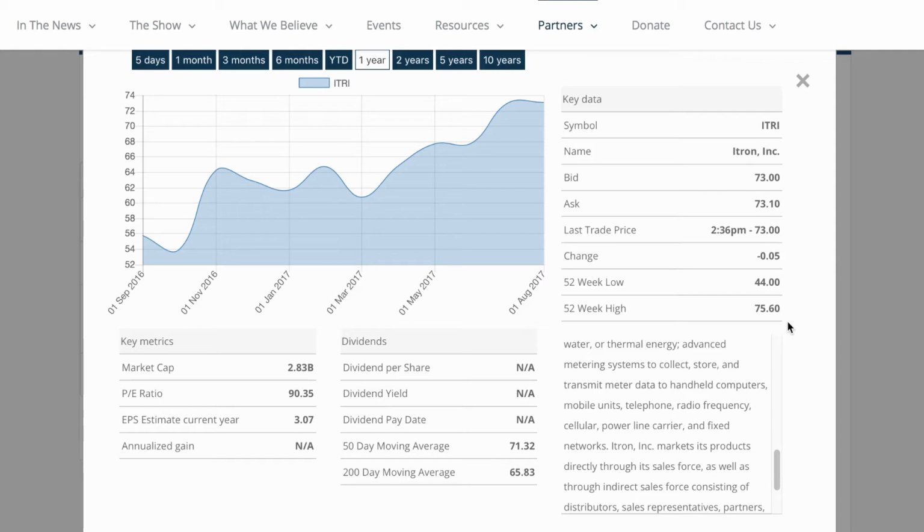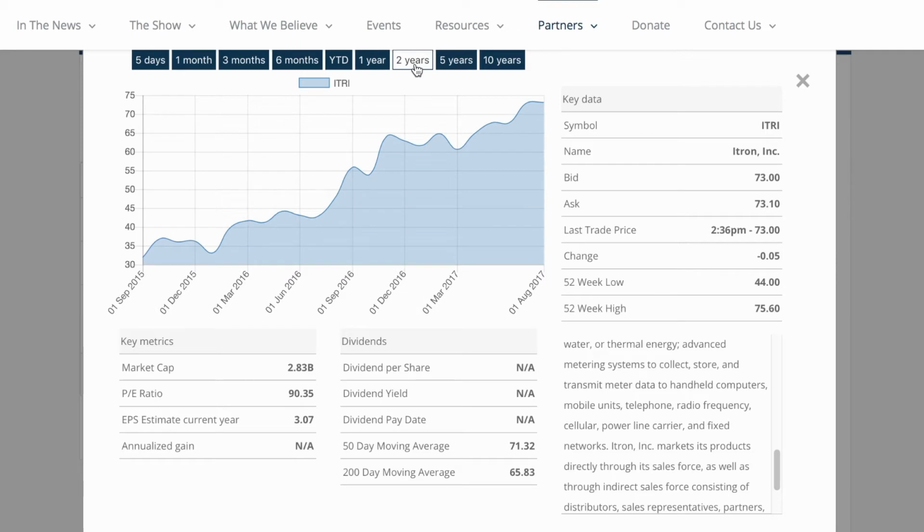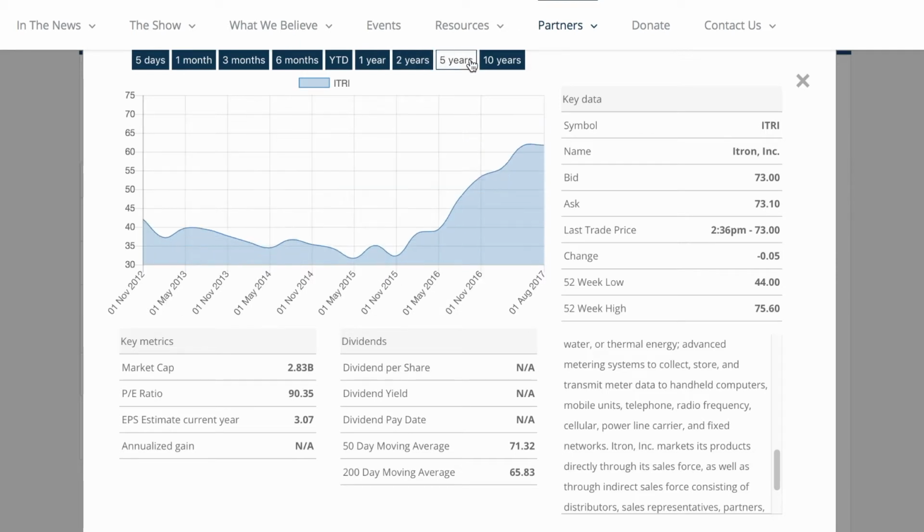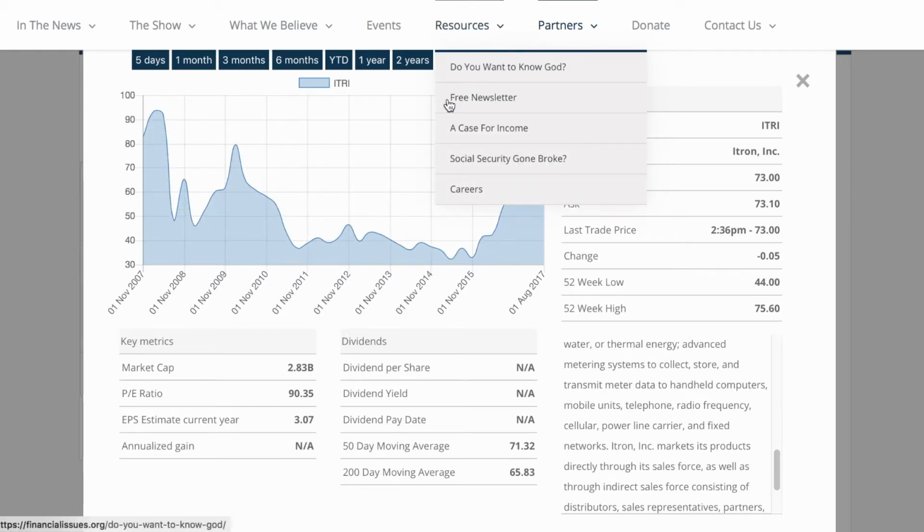I don't need to look a whole lot further than to realize that this has been a fairly volatile company, and it's pretty easy to assume that the 52-week low was right about here, which was sometime in October. And this is where we are today. You look at this chart, it's going up. You can change the chart right here. 2-year chart looks really good. 5-year chart looks very good. 10-year chart looks pretty good too.